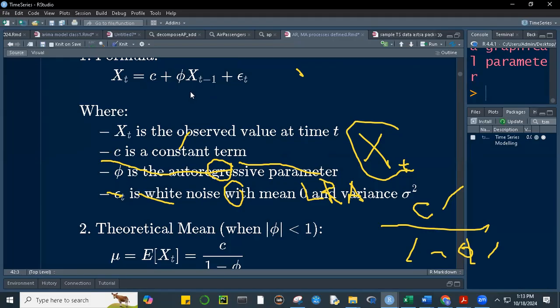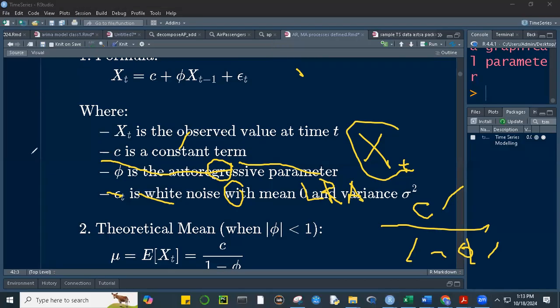If this is 1, class, it cannot be also. If phi is 1, then this becomes a white noise. It's like a residual already, class. If phi is 1, then this series becomes a white noise. It's now dependent on just the previous past value. And if phi is greater than 1, whether positive or negative, then that becomes a random walk.